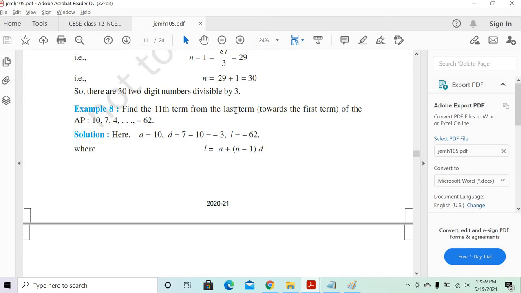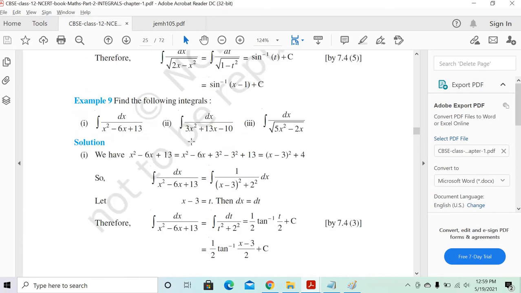Done. You got the answer? Yes, sir. Okay, is this part clear? Yes, sir. Clear. Okay, do the second part now. Same method, okay? Completing the square. I told you how to find out, so same method, okay?